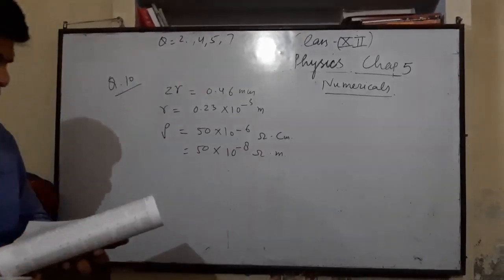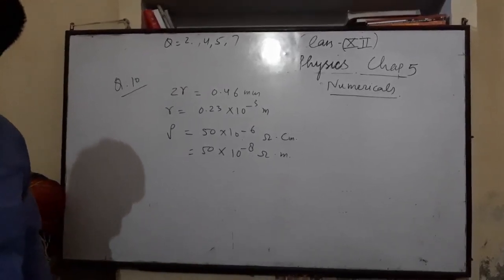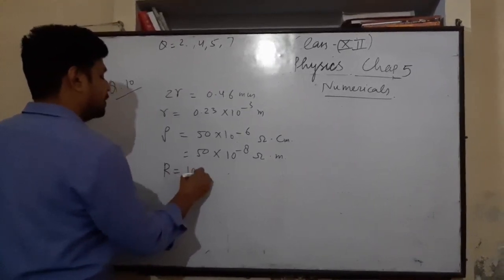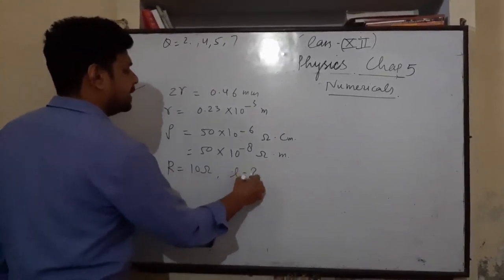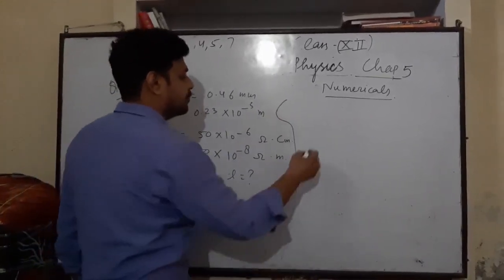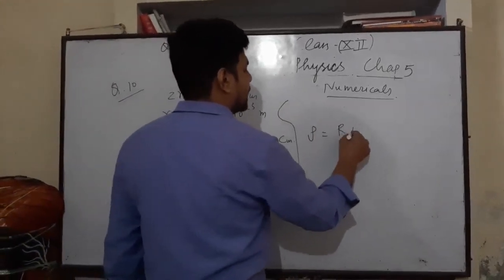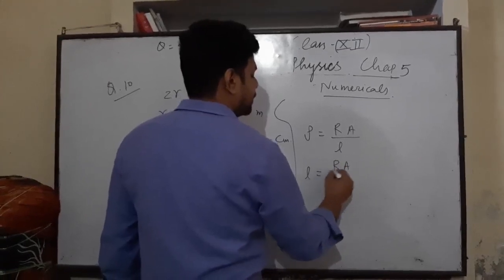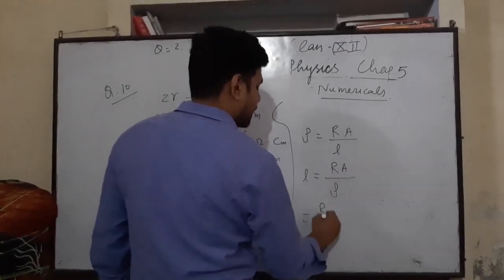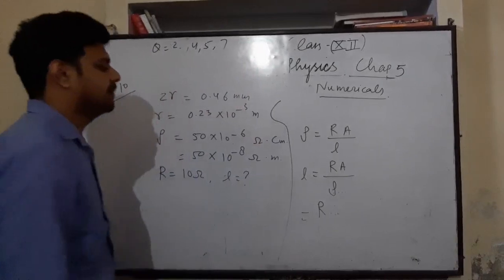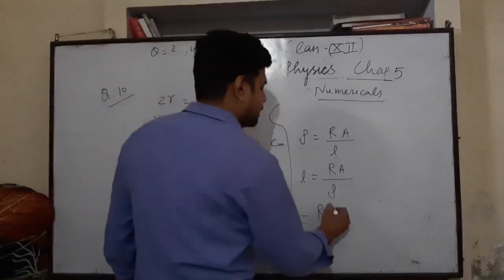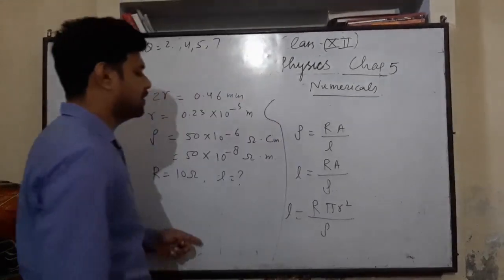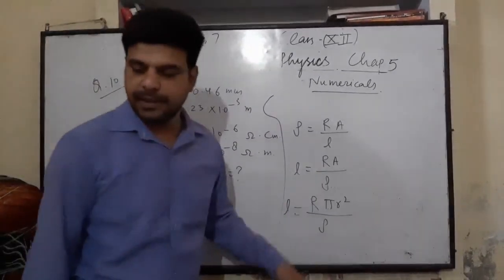Will be required to prepare a coil of 10 ohm. We have to prepare a coil of 10 ohm. We have to find L. So we have formula rho is equal to RA over L. So L is equal to RA over rho. A is the cross section area of wire, which is pi r square, upon rho. Now you can put the value of all these parameters and calculate this.